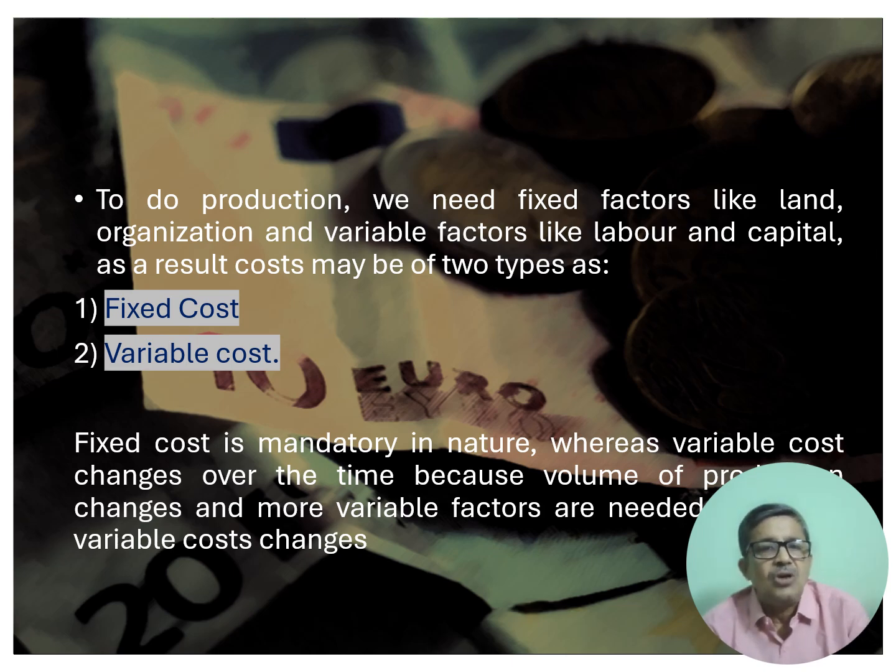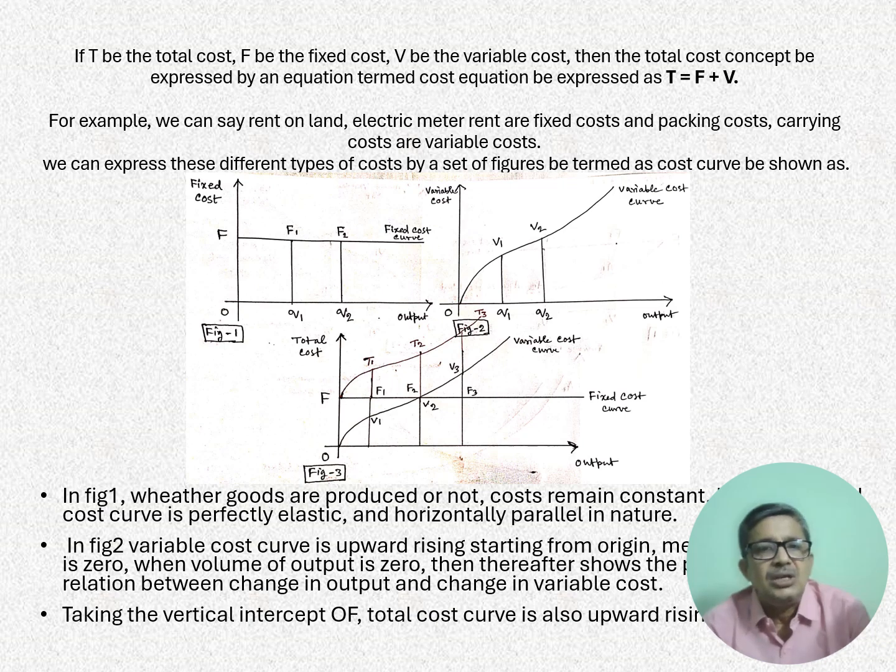Fixed cost is mandatory to the production unit whether goods are produced or not. As a result, the fixed cost curve will always be horizontal, like in figure 1, where at zero production cost remains constant at OF. In case of variable cost, it is upward rising in nature because with the production of more commodities, more factors are needed. As a result, it is upward sloping in nature.